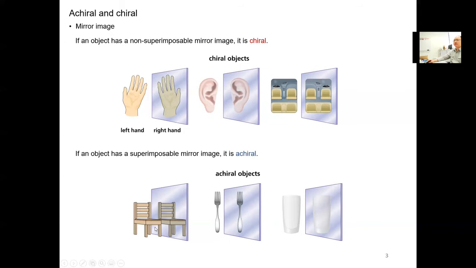Okay, so for example, this chair. The mirror image of this chair is the same as the original chair. So then we say it is achiral. So are the forks and so are the cups.